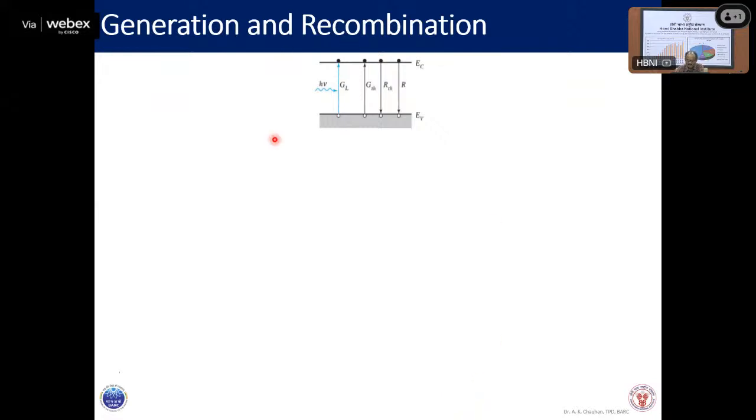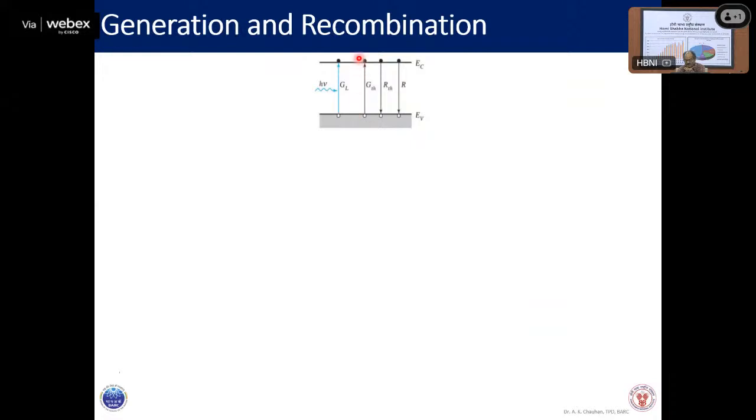So this is, in a small picture, how I try to explain generation and recombination. A photon falls here, and an electron from the valence band is excited to the conduction band. This is called generation, and the light is absorbed. This generation can also happen thermally if the levels EV and EC are close to each other, where the electron is excited from the valence band to the conduction band.